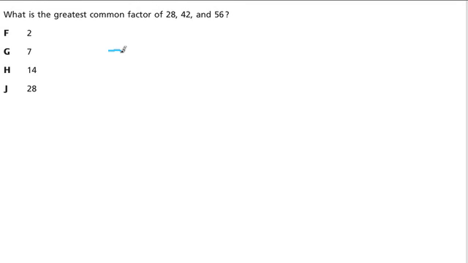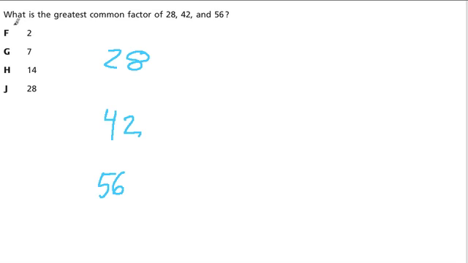Problem, we're looking at the greatest common factor of the numbers 28, 42, and 56. One technique that I shared in another video is to list all the factors out, but this is a multiple choice problem, and it's true that all of these are even, so 2 will go into all of them.